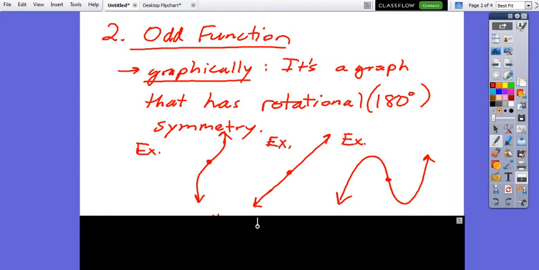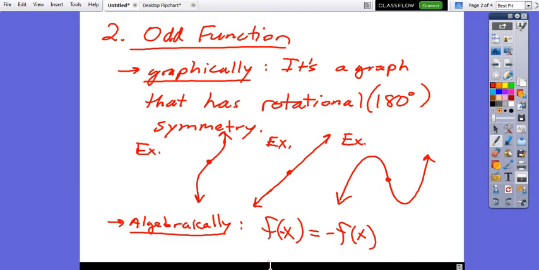What's also interesting about odd functions is that their ends always face away. They always go in opposite directions. But does that mean that it's an odd function? Not necessarily. Every odd function will have ends that go away from one another, but just because the ends go away from one another doesn't mean it's an odd function. But it is a good clue to look for. All right, the next thing is the algebraic definition of an odd function. Algebraically speaking, f of negative x equals negative f of x.